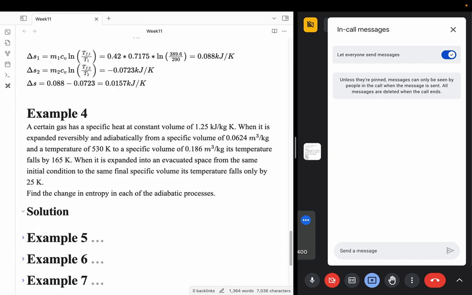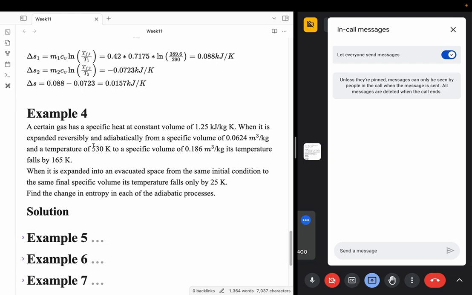A certain gas has a specific heat at constant volume of so and so. When it is expanded reversibly and adiabatically from a specific volume of say 0.0624 and a temperature of 530 to a specific volume of 1.186, the temperature falls by 165 Kelvin. This is the first process. Second one, when it's expanded into an evacuated space from the same initial condition to the same final specific volume, its temperature falls only by 25 Kelvin.